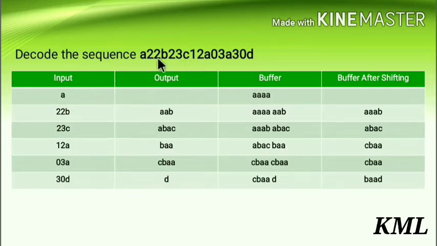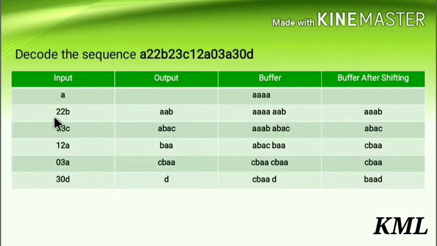Next, take the first input letter, that is A, and make L copies of it in the buffer. Now what is L? L is the length of the buffer. Here our L is 4, so make 4 copies. Next take the next input, that is 22B, and take the previous buffer contents to the left hand side. On the left hand side we will be processing the buffer, and on the right hand side we will be writing our output.